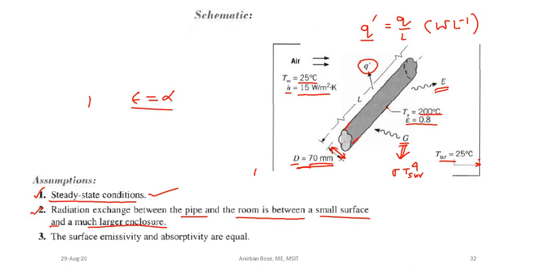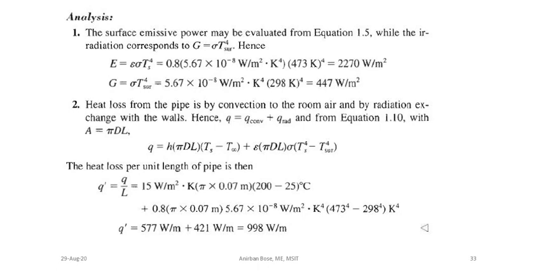Now under this assumption, let us try to solve the problem. What is the first thing that you have to find out? The first thing is the surface emissive power. Surface emissive power is symbolized by the small e, and small e is equal to sigma into epsilon into Ts to the power 4, where Ts is the surface temperature of the pipe.